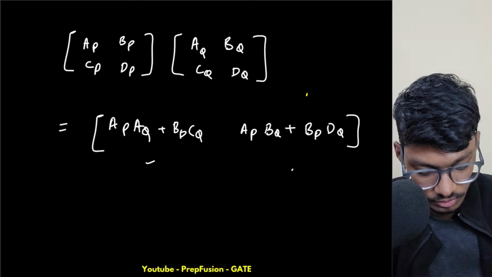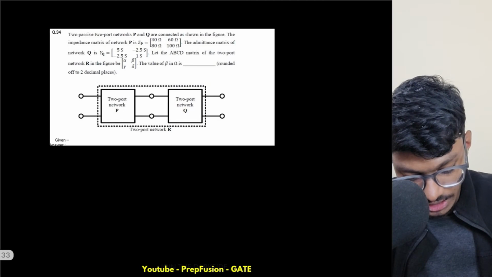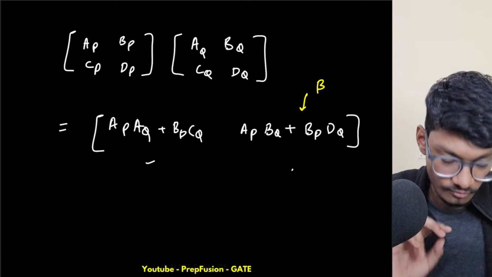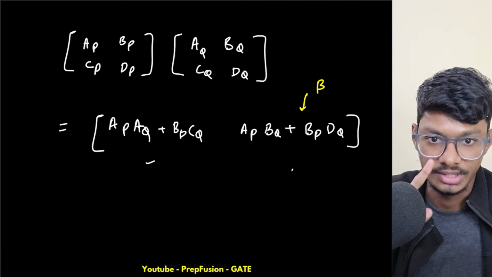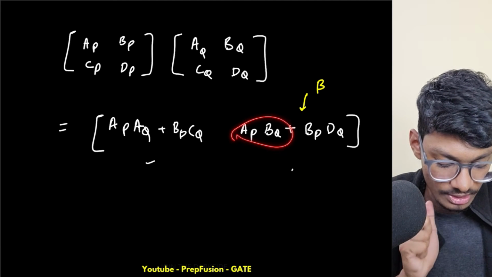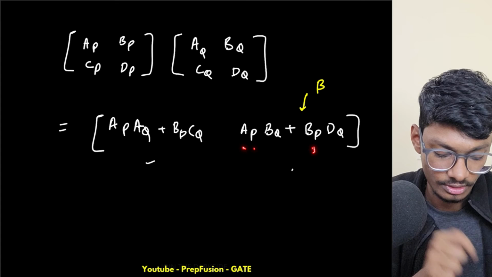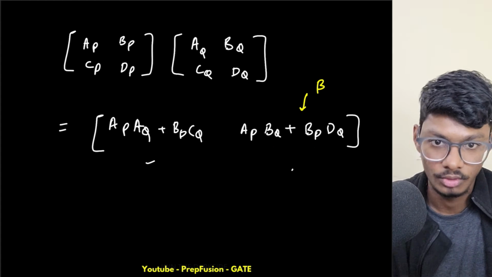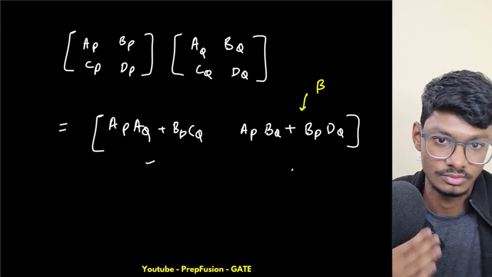I'm just explaining to you, this is my beta element. So that's what you have to find. So you don't need to find all the ABCD parameters of each P and Q network. If you just find the A and B of the P network and B and D of the Q network, you are good to go. You can find beta, and that is what they have asked.